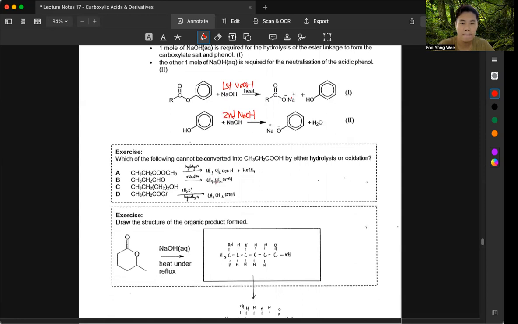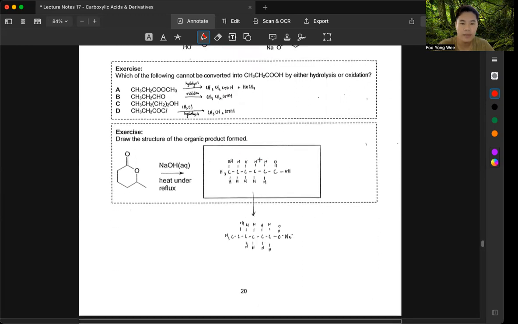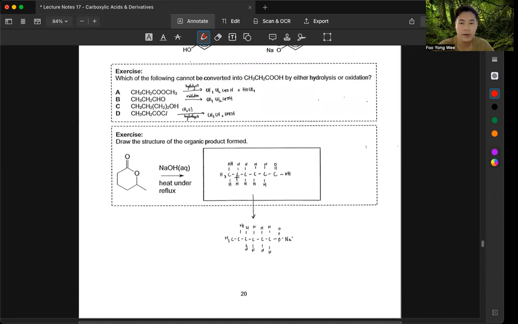Okay, this one you do at your own time. You can do at your own time of this one as well. This one is basically you just, I think, break up this here, and you form back the straight chain.